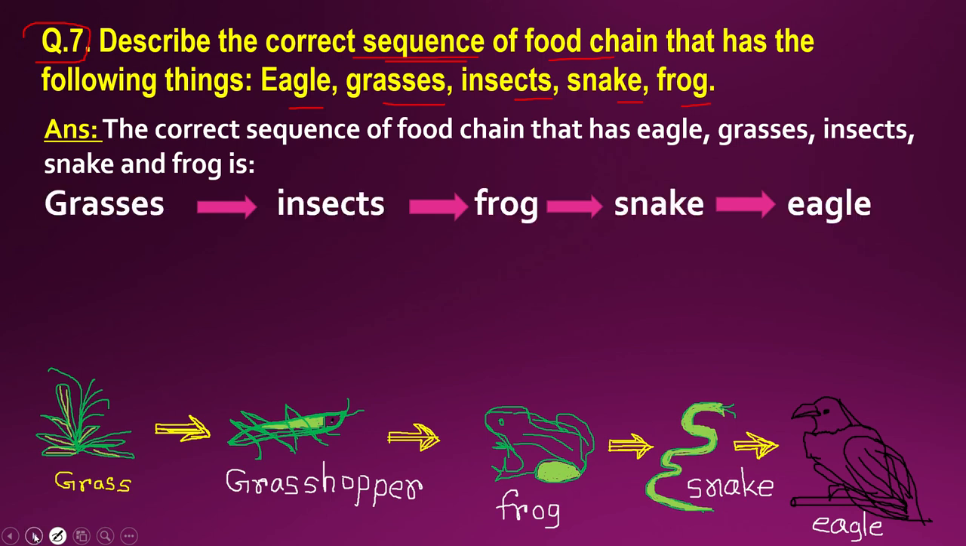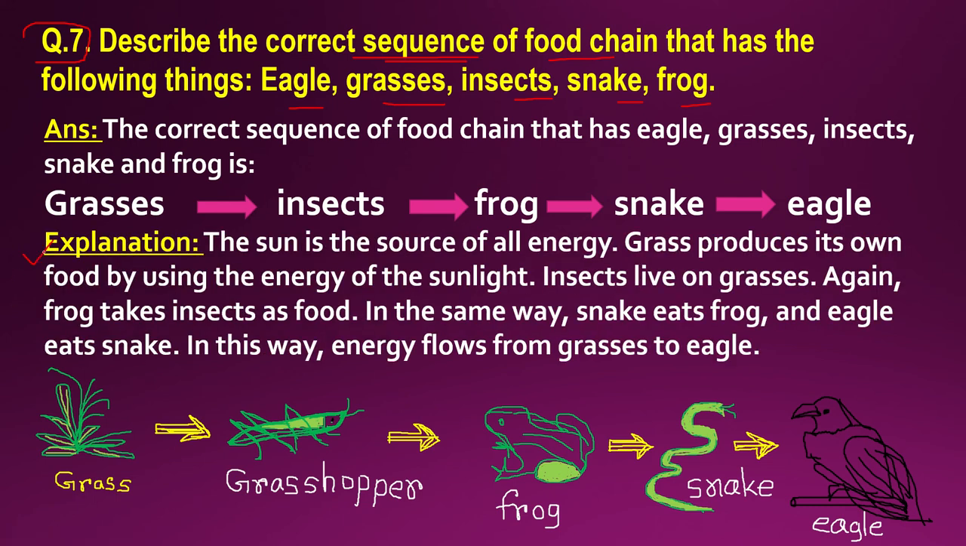Some students ask me how to write the answer, so that is important for you. You need to also write an explanation. The sun is the source of all energy, and grass produces its own food by using the energy of sunlight, and insects live on grasses. Again, frog takes insects as food. And in this way, snake eats frog.